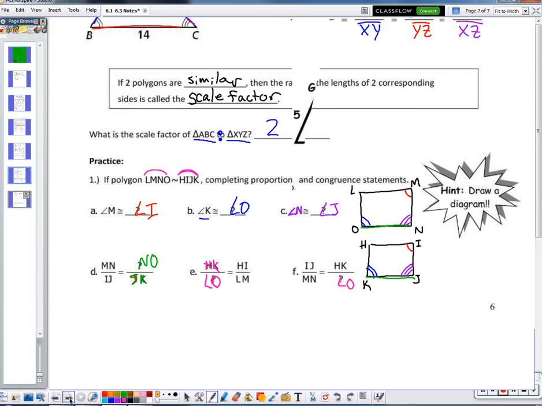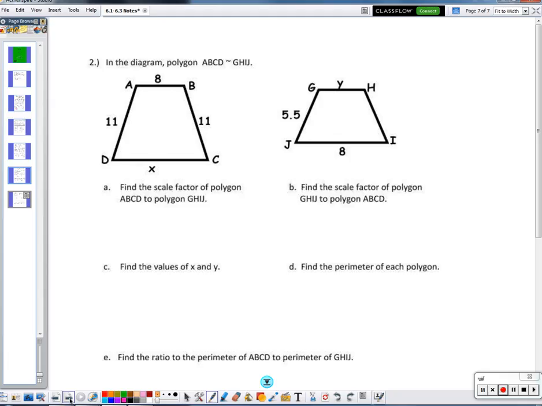So here we have two polygons. They look like trapezoids, and we know that they're similar to each other. See the order of the letters here? The order of the letters matters. Those sides and angles have to correspond to each other, meaning the angles are congruent and the sides are proportional.